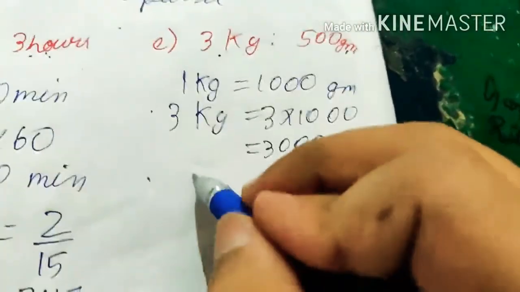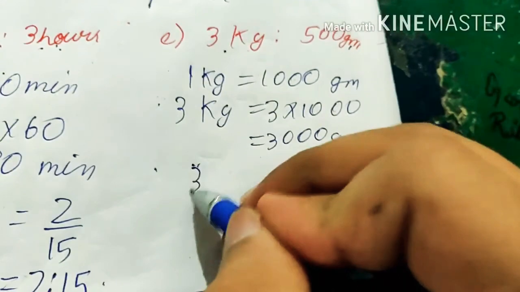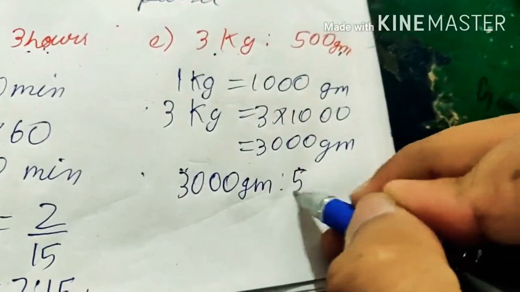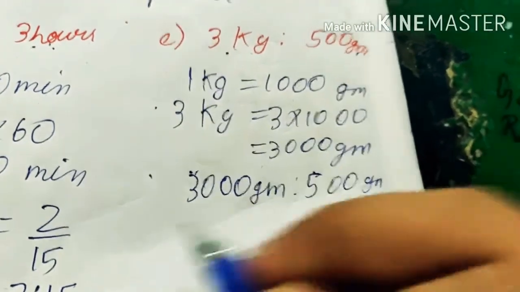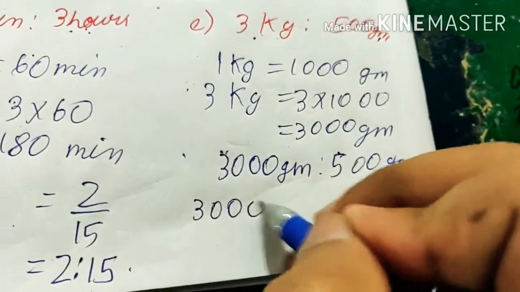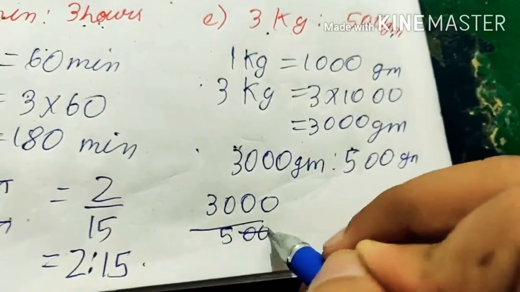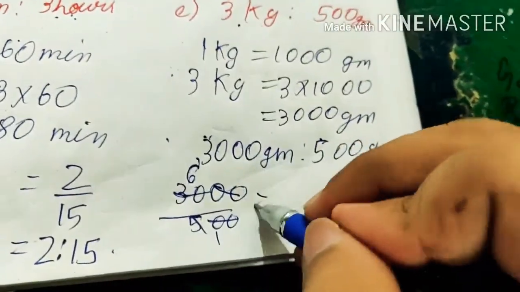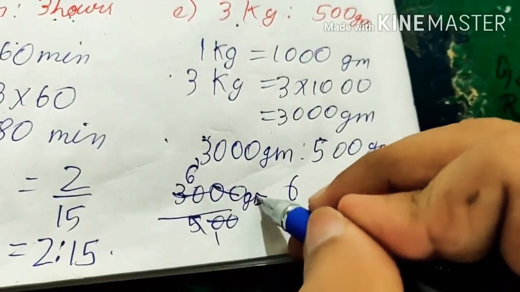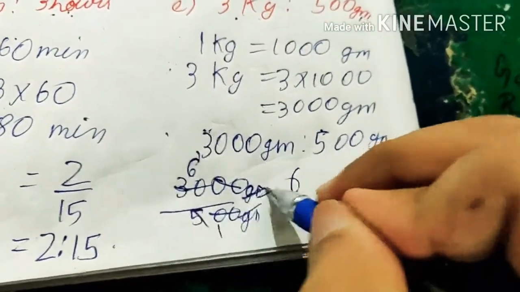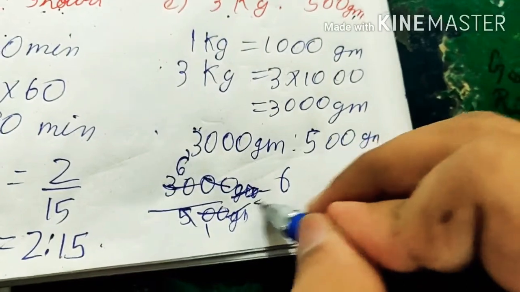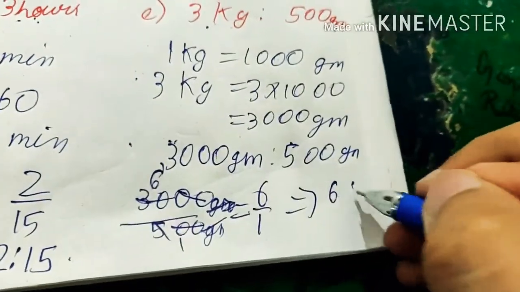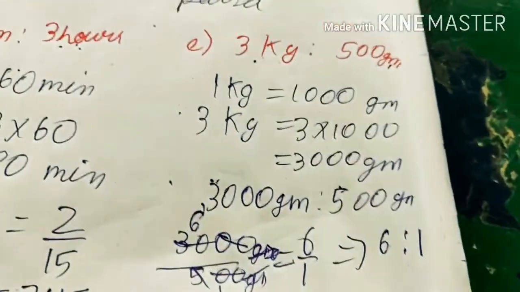Now you have to find the ratio between 3000 gram and 500 gram. So 3000 upon 500, that is 6. Here gram and gram will be cut off. What are you left with? 6 upon 1, that is 6 ratio 1.